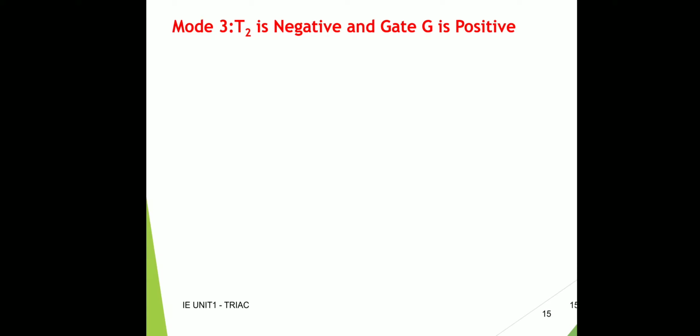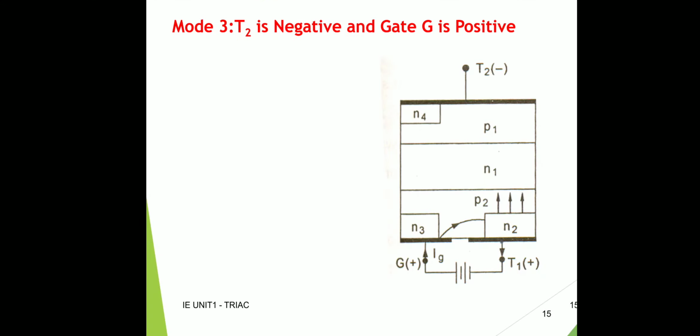Now come to the third one. T2 is negative and gate is positive. When terminal T2 is connected to the negative terminal with respect to T1 and gate is positive. See the connections. T2 is negative, gate is positive. Alright. See, when this T2 is negative, gate is positive.